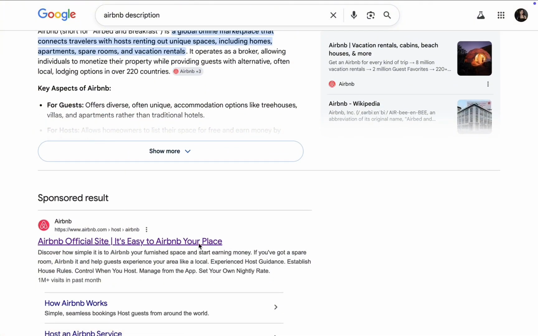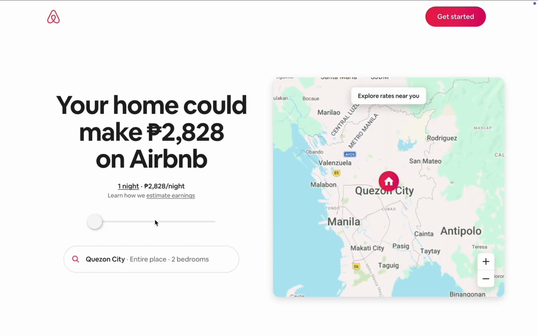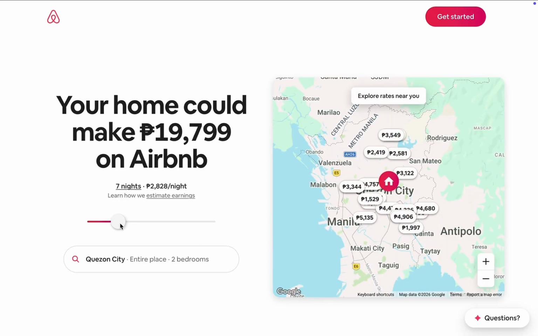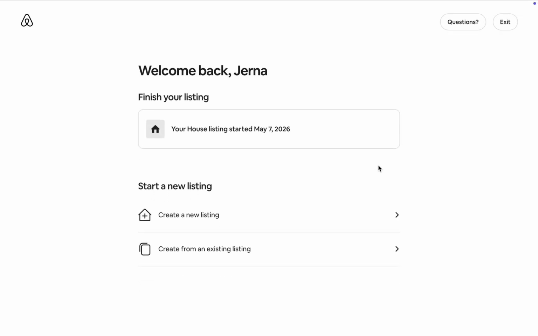Step 1. Check the nightly price. See how much similar listings charge per night. Step 2. Estimate occupancy rate. Check how many days are booked in their calendars. This helps you estimate monthly income.